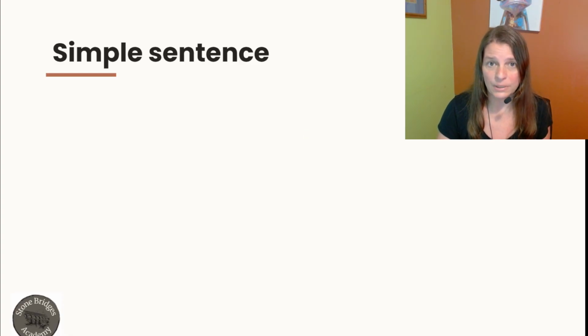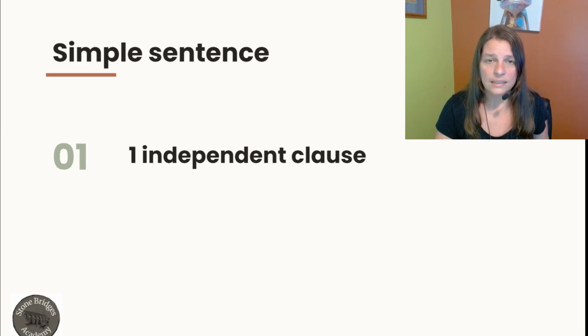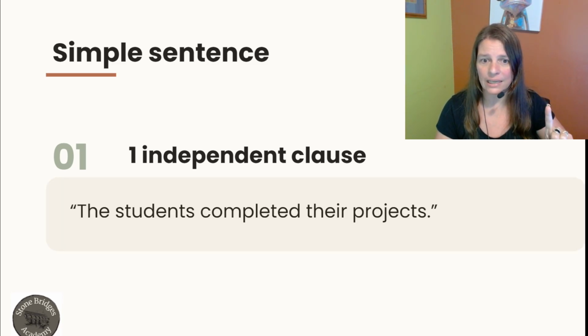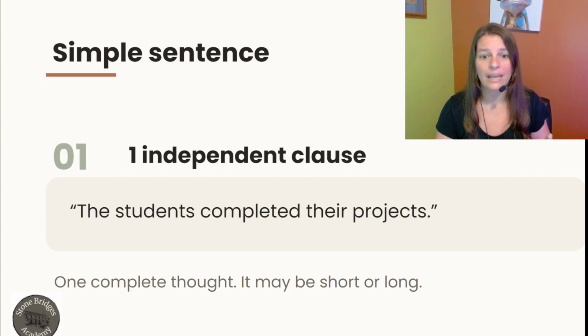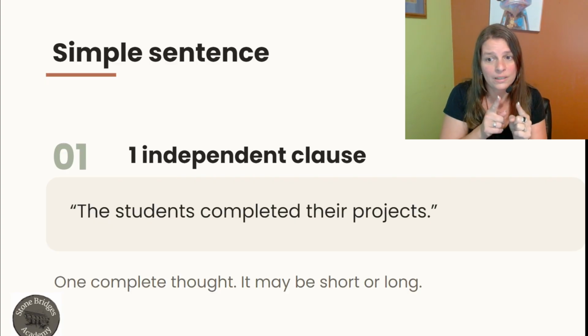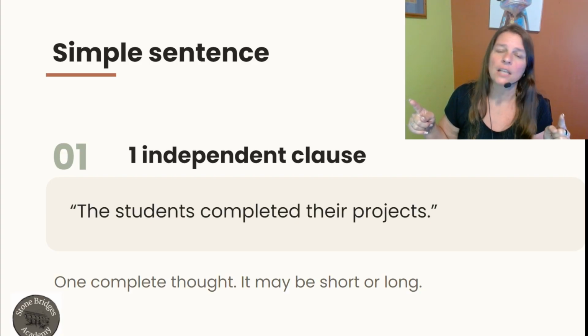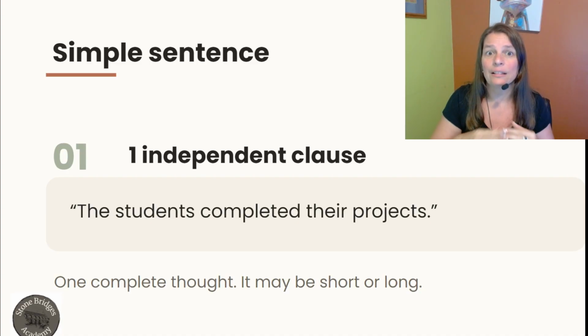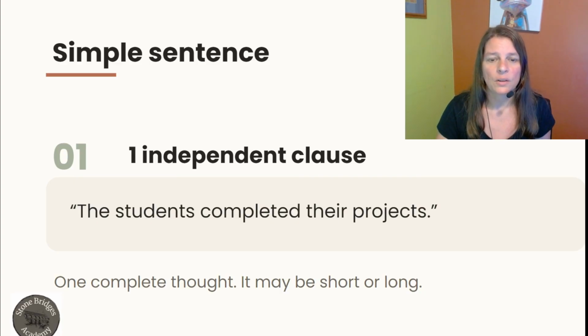Now let's take a look at a simple sentence. The simple sentence is made up of one independent clause, so one complete idea. The student completes their project, but it doesn't have to be a short sentence. It can be very long as it's only one idea. The students complete their project in the cafeteria after school yesterday. That is a long simple sentence, but it's still a simple sentence because it's still one idea. Okay? So that's the simple sentence, one complete thought.